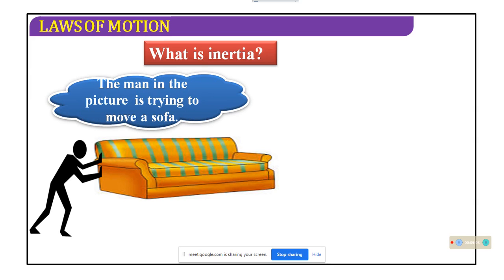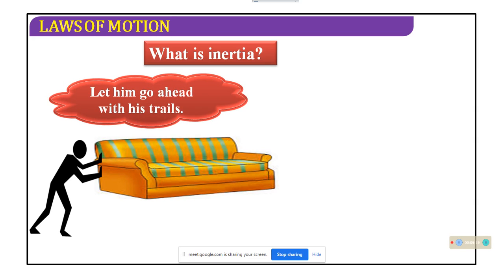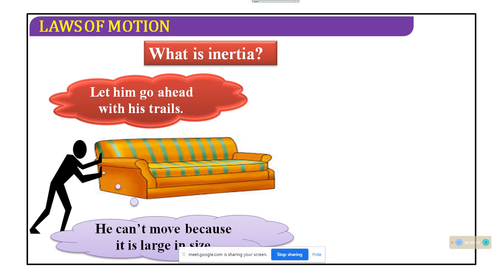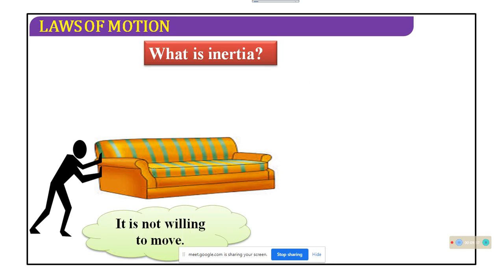Okay, the man in the picture is trying to move the sofa. He is not able to move it, so it will maintain its state of rest, which is inertia of rest. Let him go ahead and try, and he cannot move it because it is large in size. Still it is stable. Okay, things are likely to stay as they are. It is not willing to move.